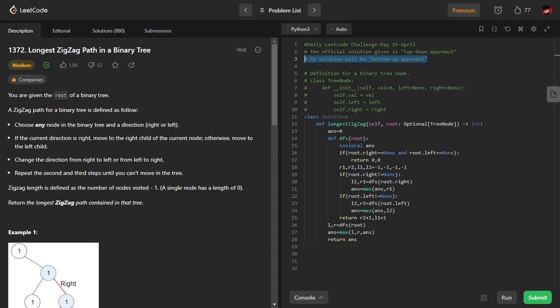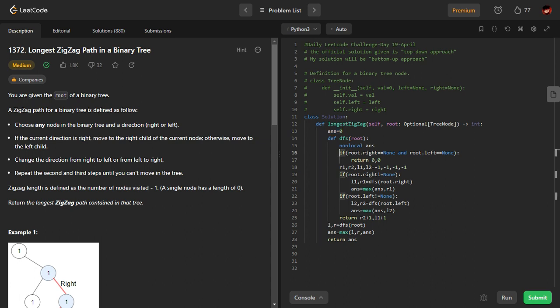So coming to my solution, I am declaring an answer variable, which is going to be my final answer. And now this is the dfs function. I am calling this dfs function with my root. What will happen is I am declaring nonlocal answer. Nonlocal answer in Python means take the answer variable declared outside this function. Do not create a new variable inside the function. So this answer will refer to that answer variable, and I will be updating it at the same time.